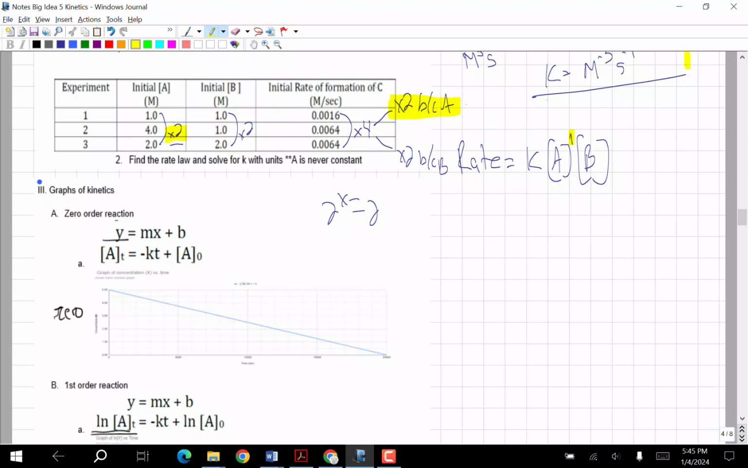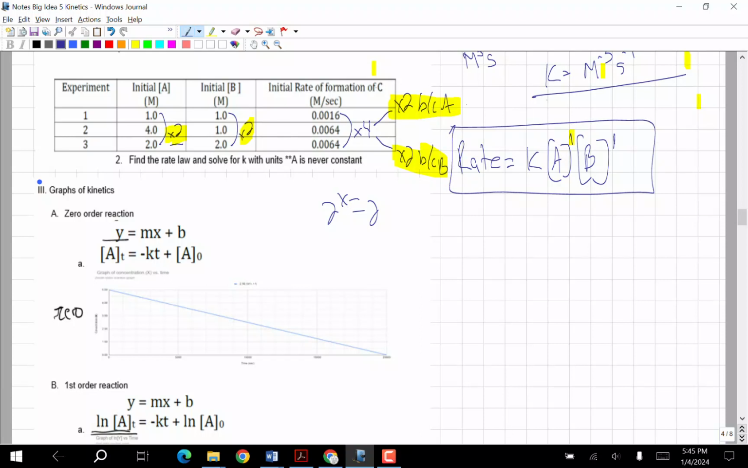So times 2 is because of A. We found out that A is first order, so I know it's going to double because of A. The other factor of 2 is from B. So when B doubled, that doubled, and it's first order. Find the rate law. Here's my rate law. Solve for K with units.